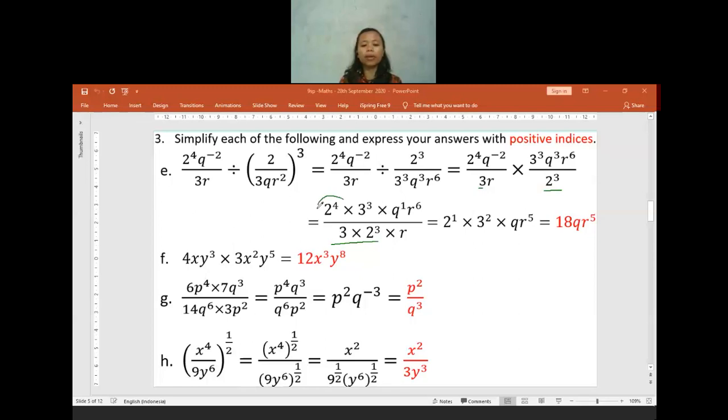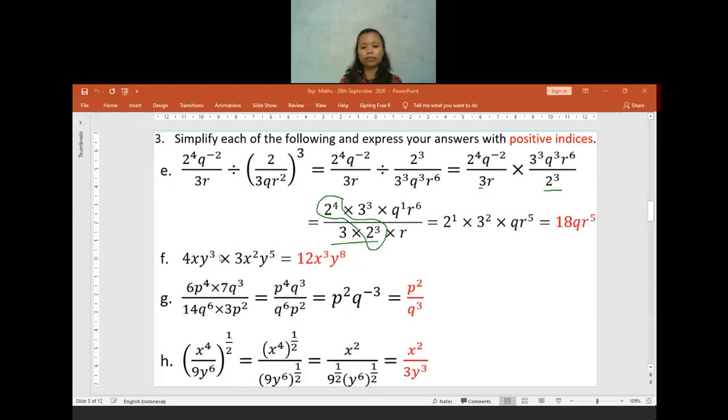Now we can simplify it. We focus on the base of 2. We have 2 to the power of 4 and 2 to the power of 3. It is a division, so we subtract the power. 4 minus 3 equals 1.